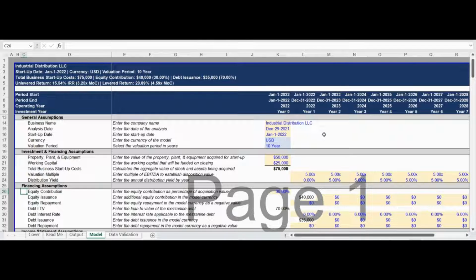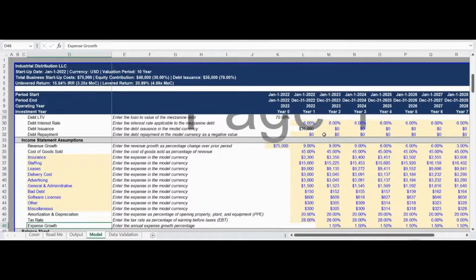Financing assumptions are entered next, including the loan-to-value, equity contribution, and interest rate. This assumption section also includes the option to draw or repay debt and equity to adjust your capital stack throughout the analysis period. The income statement assumptions are entered next.